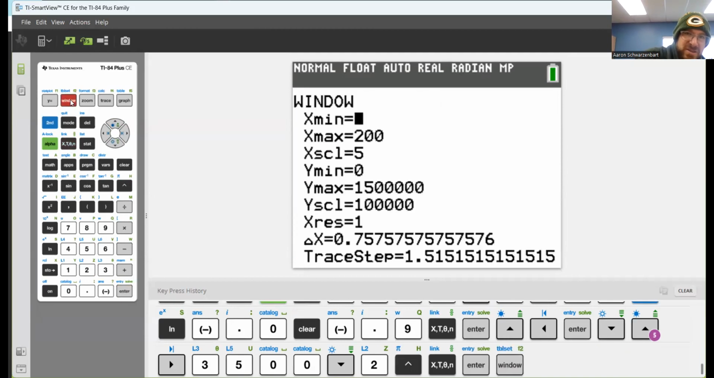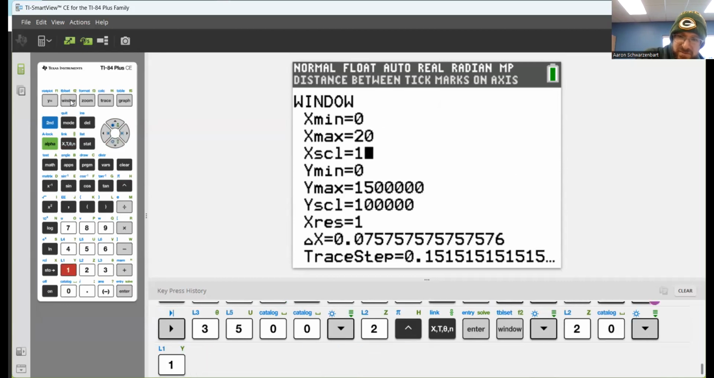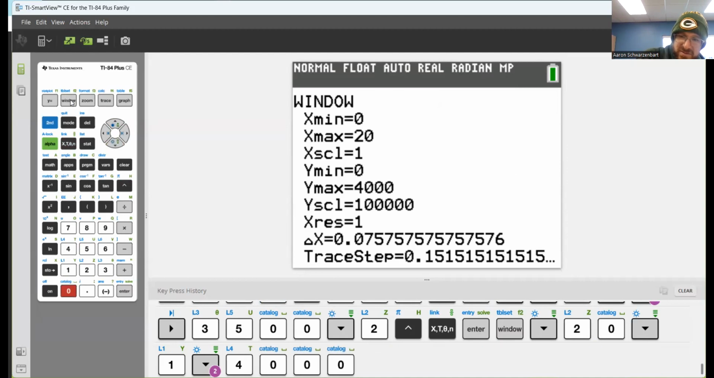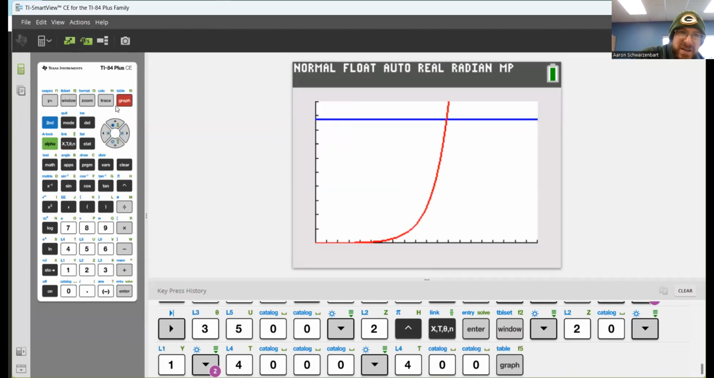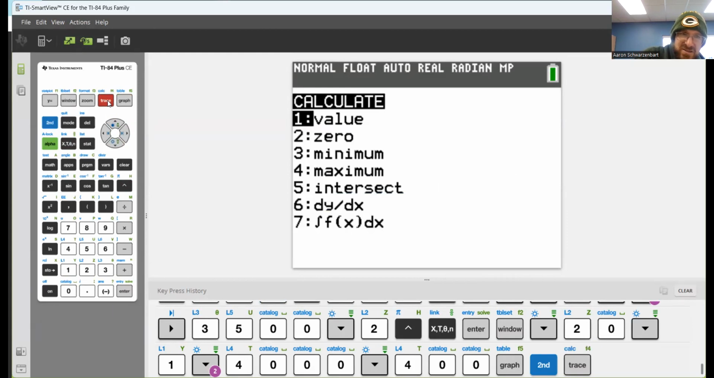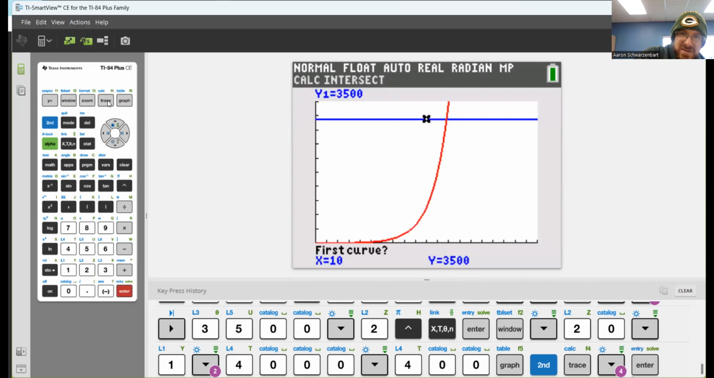Now I know I'm going to have to adjust my window. It doesn't need to be that much, probably 20. I need to be more than 3,500, so I'm going to go 4,000. And I can see my intersection. I go to second calc, or second trace gives me the calc, and I want intersect.